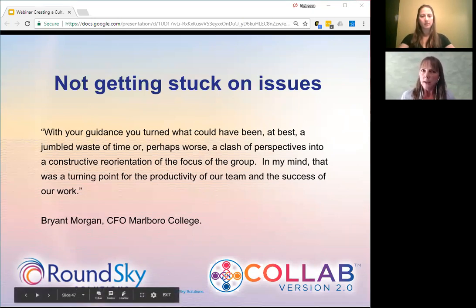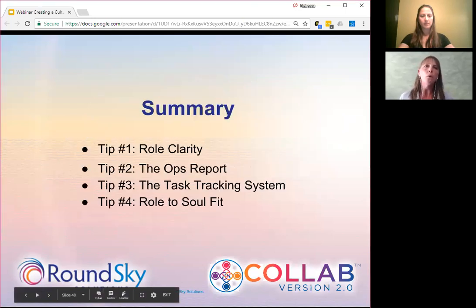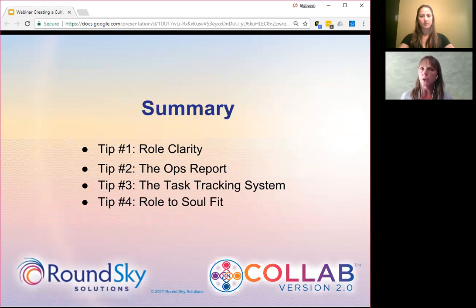So to summarize these tips, first being role clarity, second being your ops reports, the third being the task tracking system, and the fourth being role to soul fit.